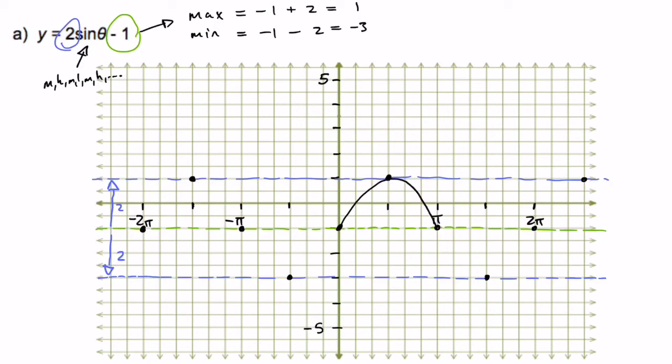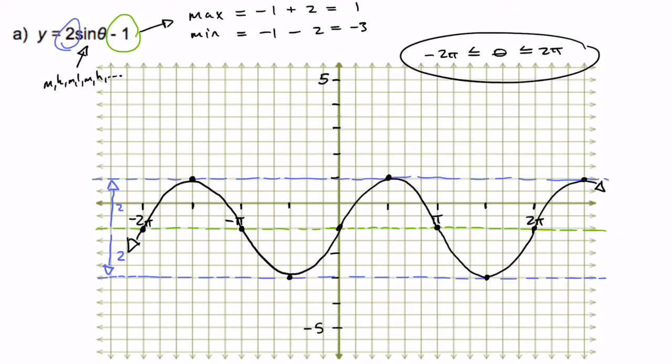Now when you're graphing, one thing I really don't like to see in graphs of trig functions is pyramids. So we don't want to see straight lines connecting these dots. They should be nice curves all the way along. Mine are probably exaggerated in the other direction.